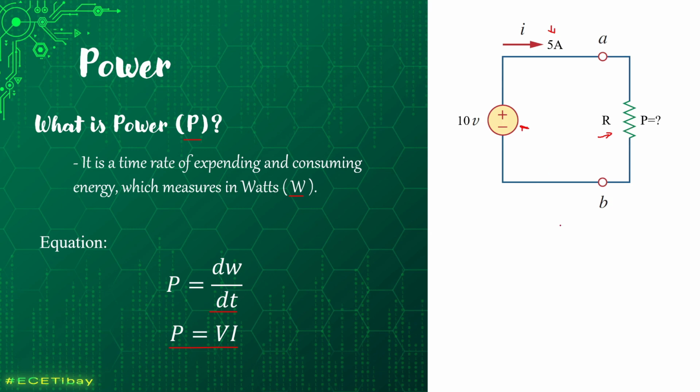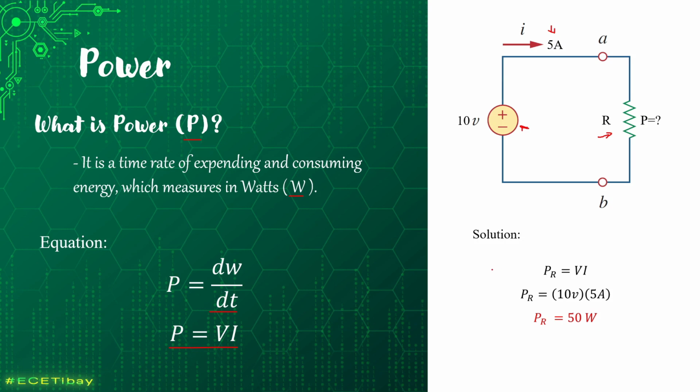Using the formula, the solution is P is equal to VI. Then substitute the values in the circuit, which are 10 volts and 5 ohms. Simplifying, we get 50 watts. Therefore, this resistor consumes 50 watts of power. That's how you solve the power of a certain load.